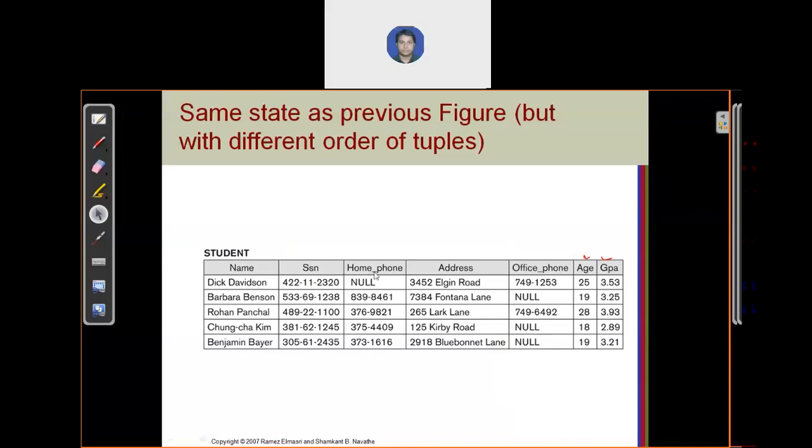There's no phone number because we don't know the phone number of this Dick. You can set it as null, meaning you don't have that value, so you can set null, but you cannot set non-atomic values.